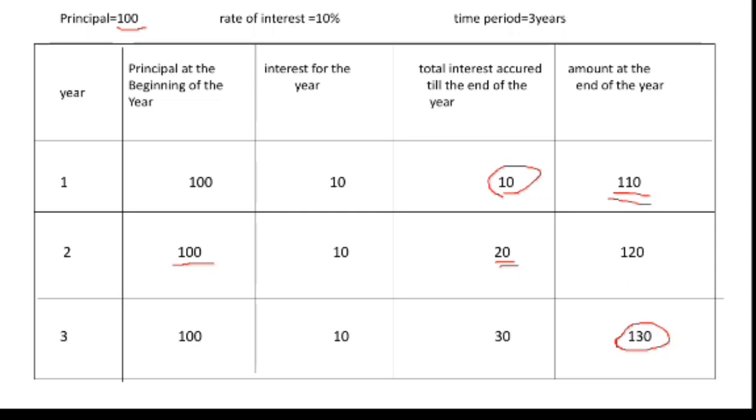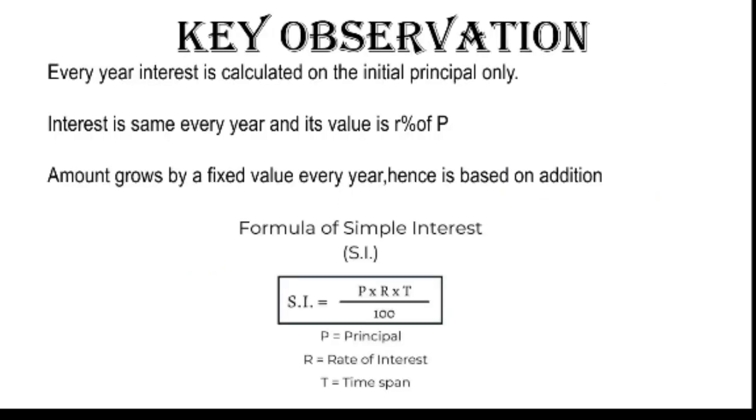So let's see the key points that we can observe. Every year, interest is calculated on the initial principal only, that is 100. The interest is the same every year, that is rupees 10, and its value is R% of P. The amount grows by a fixed value every year, hence it is based on addition. So the formula for simple interest will be PRT upon 100, where P is the principal, R refers to the rate of interest, and T is the time span.